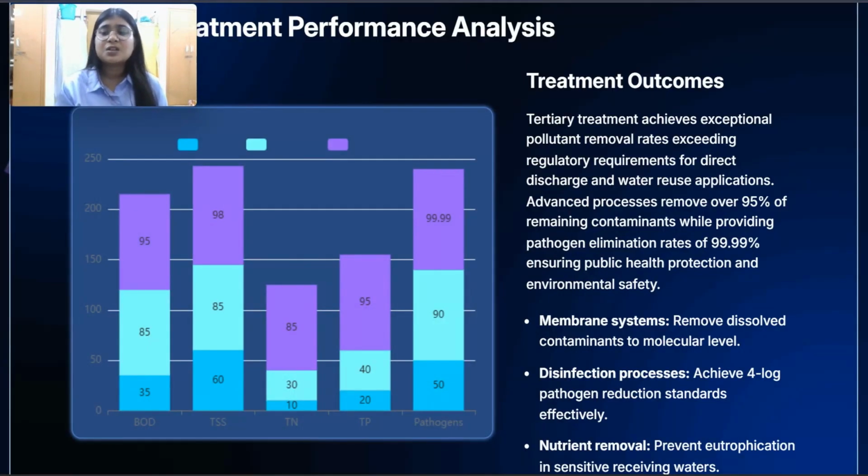Advanced processes remove over 95% of the remaining contamination while providing a pathogen elimination rate of 99.99%. With this treatment method, we can say wastewater treatment removes 95% of contaminants and 99% of pathogens. So these are just the outcome of this bar graph.